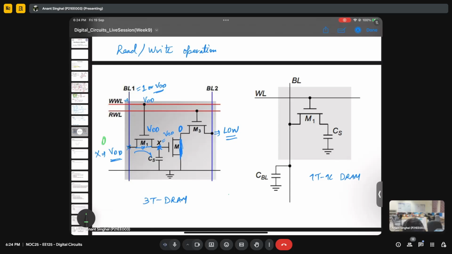Similarly, if I give a 0 here, this capacitor, if there was any charge, VDD was here, so on making it 0, 0 will be here. So what we need to do for a read-write operation is this BL1, or bit line 1, should be 1. But if you need to do the write operation also, this RWL line, read-write line, should also be VDD.